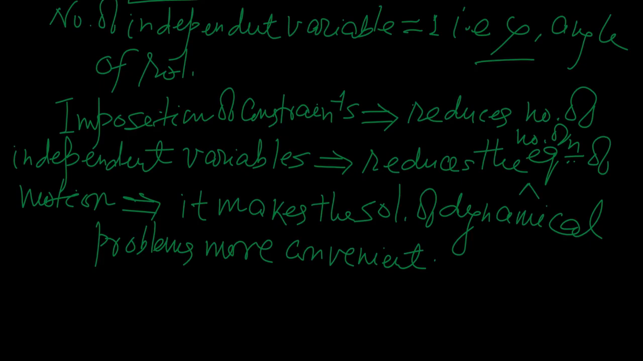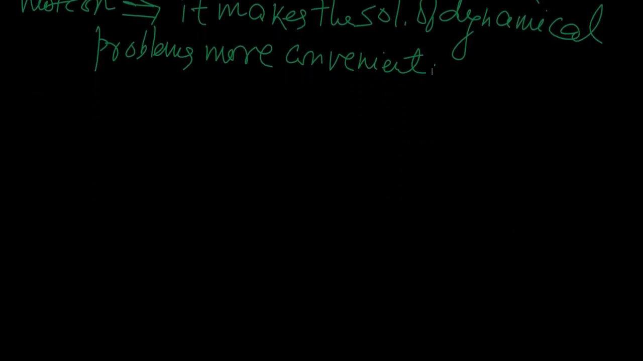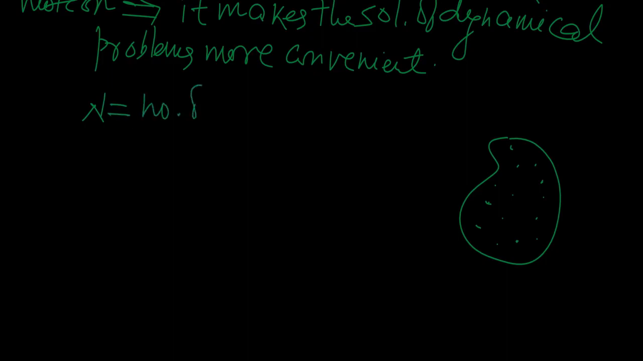Now let us consider a system consisting of n particles. For simplicity, we are considering discrete distribution of particles, but in most of the dynamical systems the distribution of particles is continuous. But for the sake of simplicity, let us consider here the particle distribution is discrete. The number of particles is n.